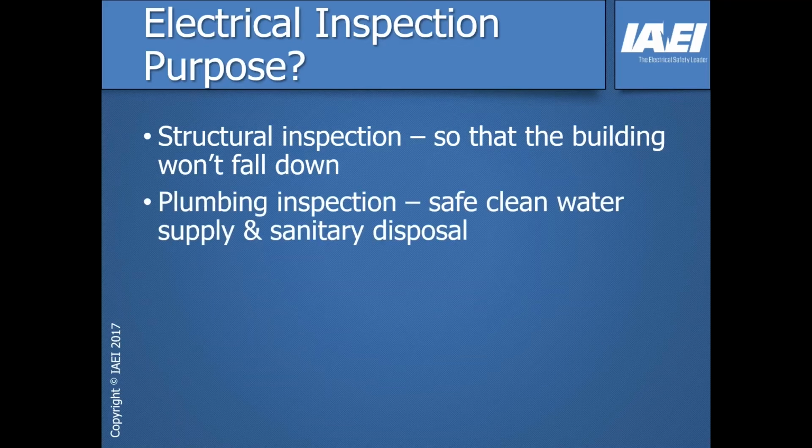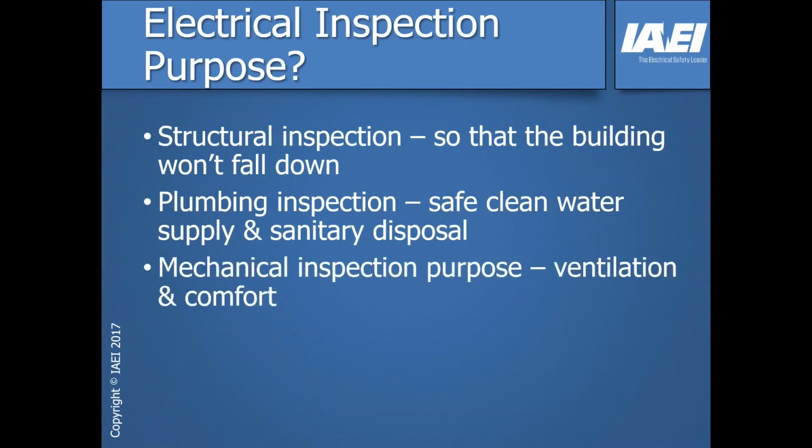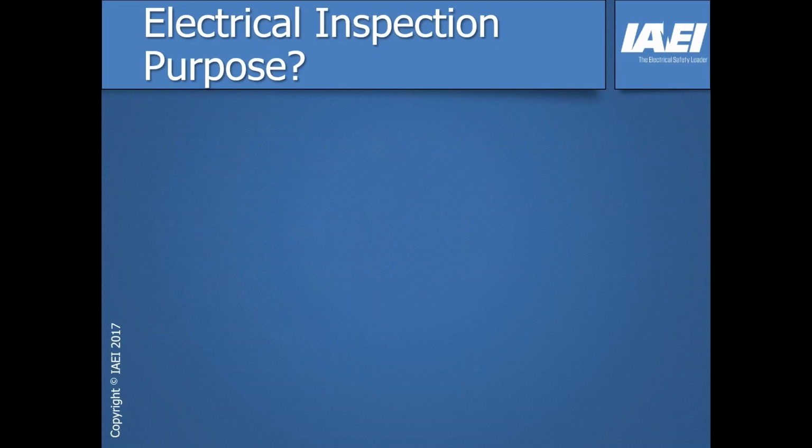And if they're there for plumbing, they get the idea that the reason for all those code requirements we're checking for is to provide a safe, clean water supply and sanitary disposal. Mechanical, it's for ventilation and comfort. ADA, it's for access for all. But what about the electrical inspection purpose? In a word or two or a sentence, what are you there for?